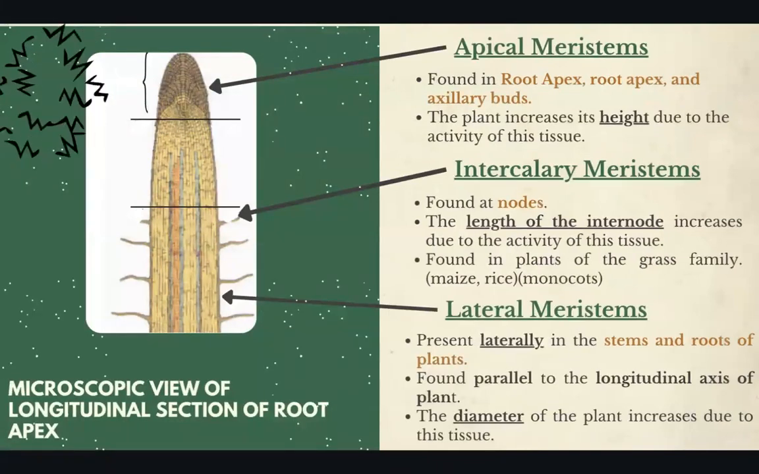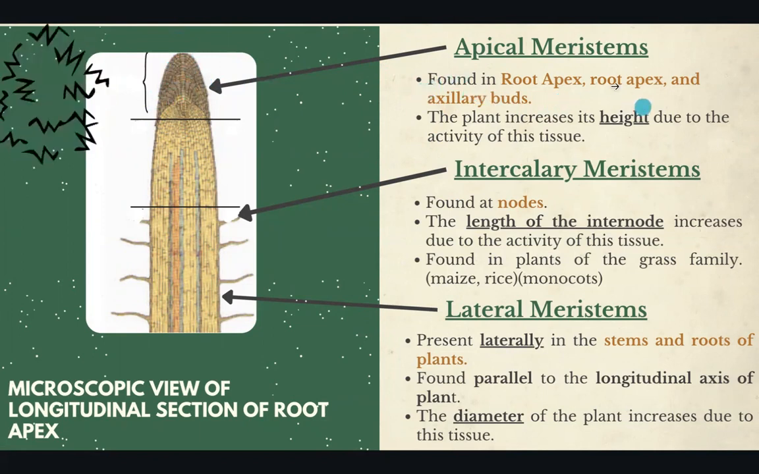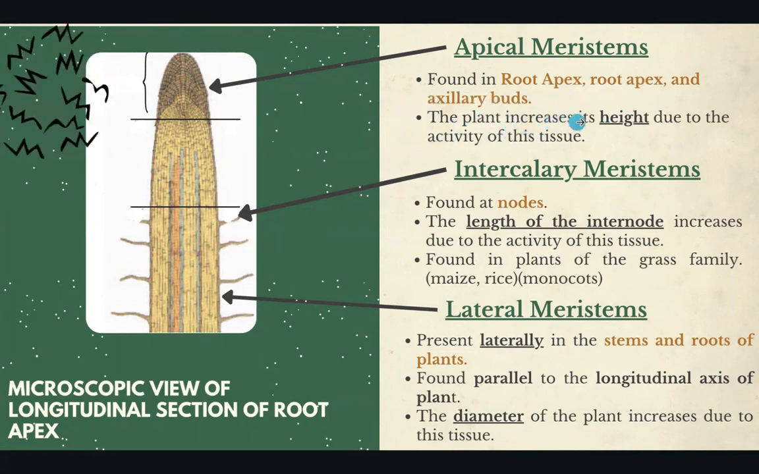So here you can see in the slides further explanation about the three main types of meristematic tissues: apical meristem, intercalary meristem, and lateral meristem. Well, apical meristem, here, see the tip. It is found in the root apex and axillary buds, and the plant increases its height due to the activity of this tissue. That means here the growth of basically the length, that means the height.